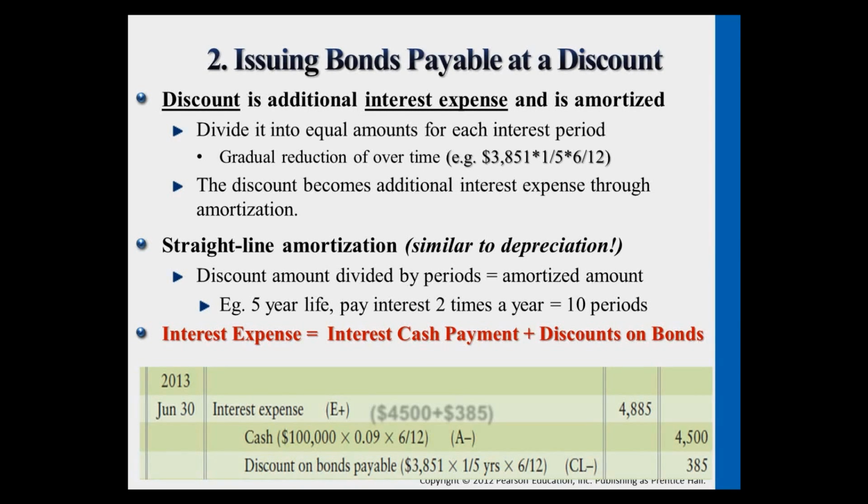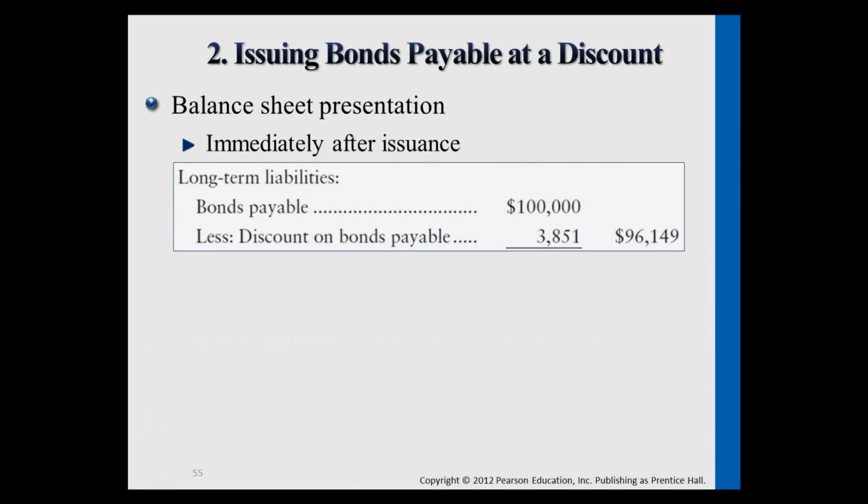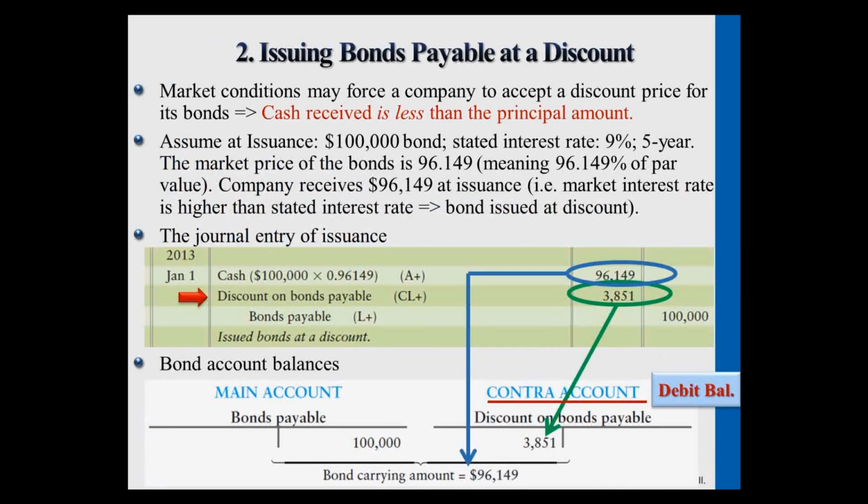So when it comes to the end of the lifetime, after 5 years, if you take a look at the T accounts, bonds payable is always there, $100,000, but the discount account is no longer $3,000-something. When it comes to the end, it actually disappears. That entire discount account that we talked about earlier, every half a year we reduce it by $385, $385, $385. And when it comes to the end of the bond's lifetime, this account disappears. We're just paying back $100,000 to investors.